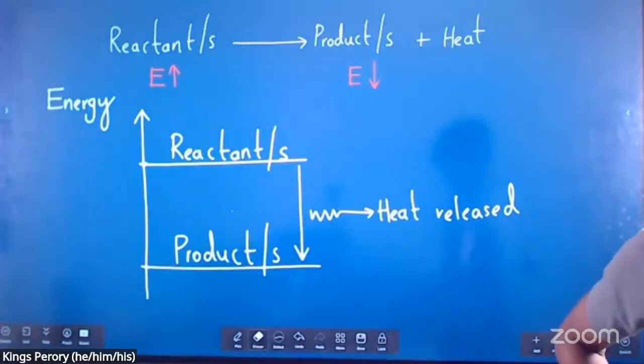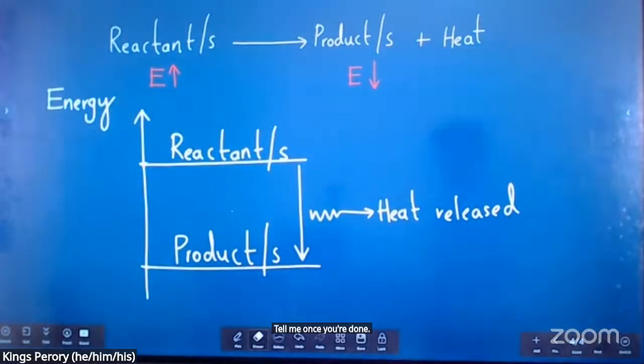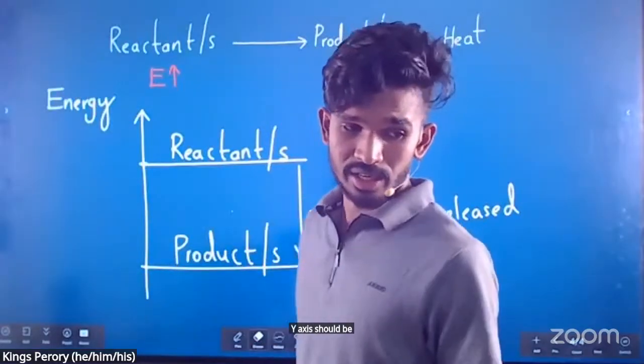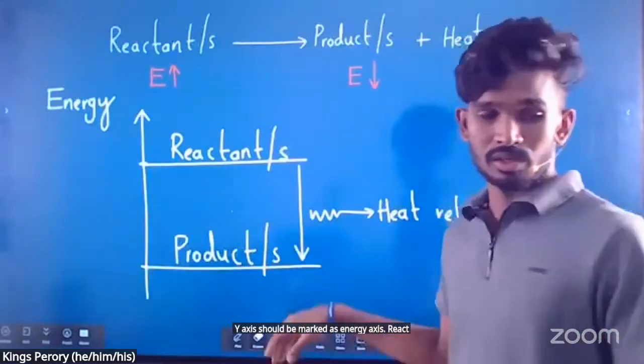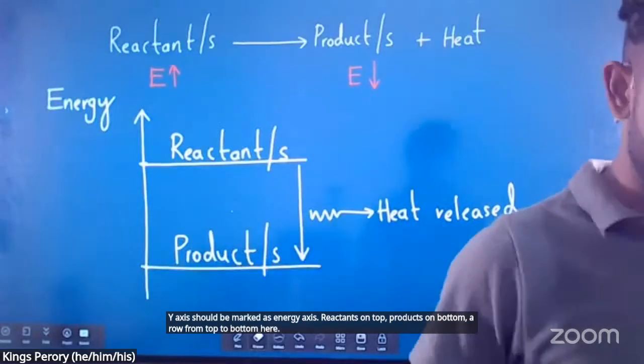Tell me once you're done. And when done, check whether everything is written the same way. Y-axis should be marked as energy axis. Reactants on top, products on bottom. Arrow from top to bottom here. Heat is released.